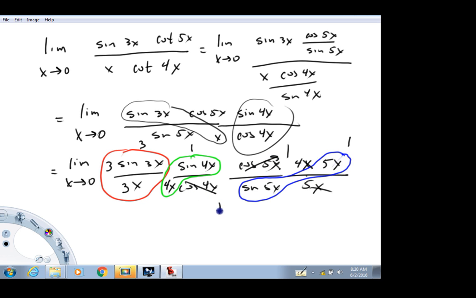So that becomes a 1. This becomes a 1. So this entire limit, let's see, we end up with 3 times 1 in green times 1 for the blue times 4/5 for this 4 and this 5. And then this guy right here is a 1. This guy down here also a 1. And when we multiply this all out, we get 12/5.